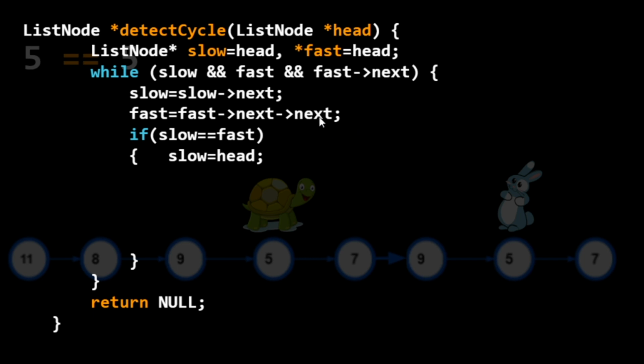Then we will check if they are equal. If they are not equal in any case, then we will return null, because that means we don't have any duplicate value or any cycle.